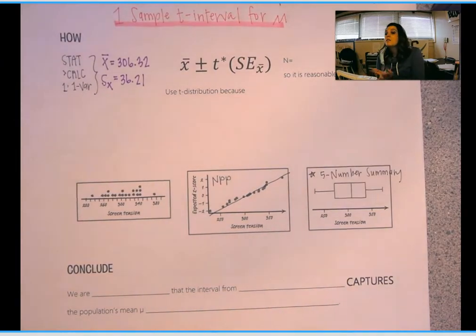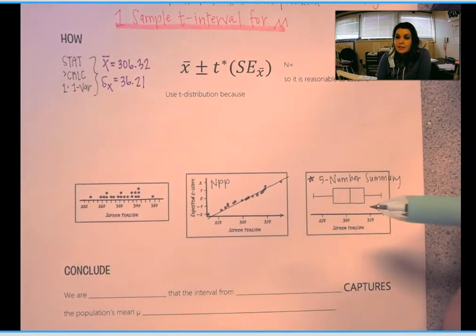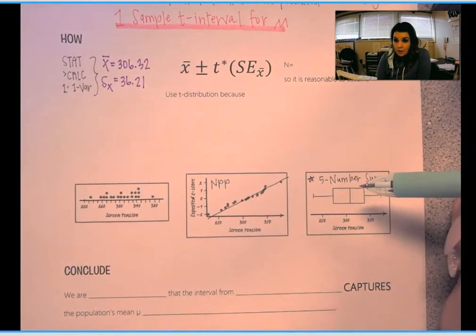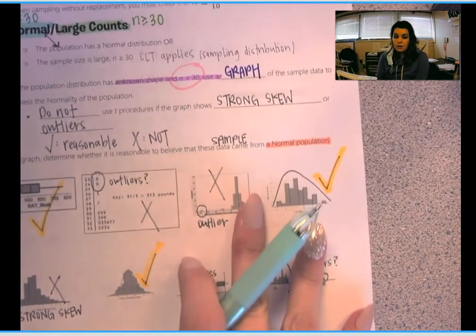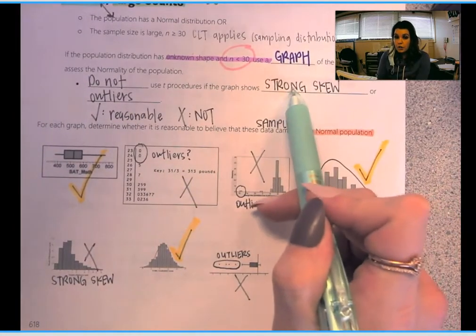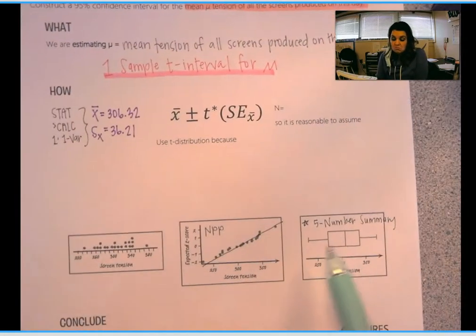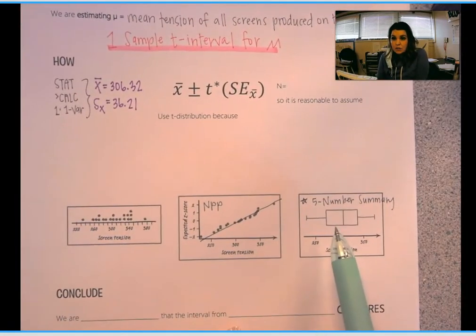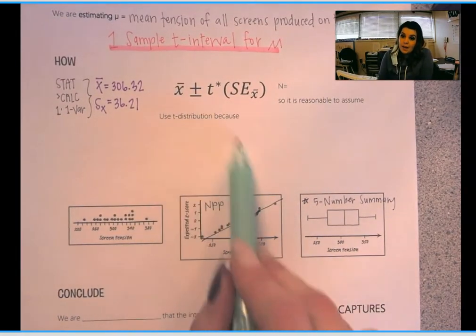So, that all being said, what we're looking for in this box plot is that it's roughly symmetric with no outliers. Because, remember, if our graph has strong skew or outliers, we can't use the data. This one, roughly symmetric with no outliers. So now we have to describe that here.